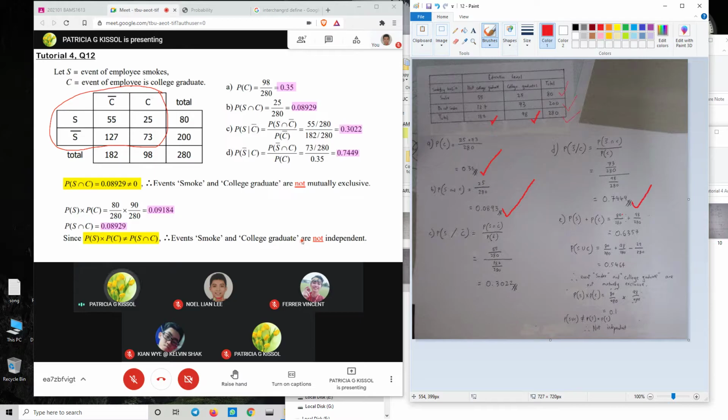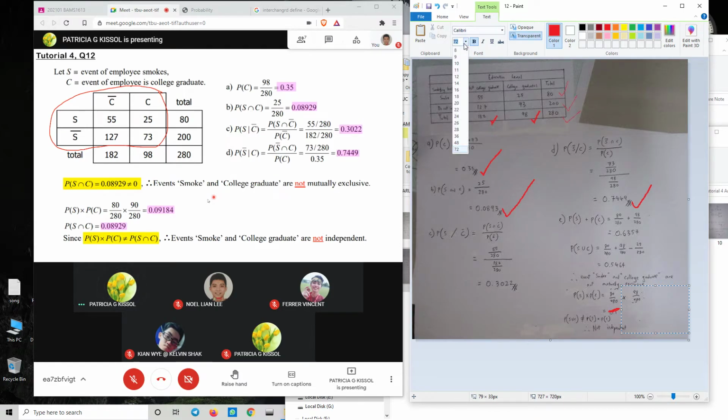So always use this to show whether it's mutually exclusive or not: the intersection between the two events must be equal to 0. Then they are mutually exclusive. If it's not equal to 0, then they are not mutually exclusive. And for independent, use this: the probability of S and C should be equal to the product of the probabilities. But because here it's not equal, we can conclude it is not independent.